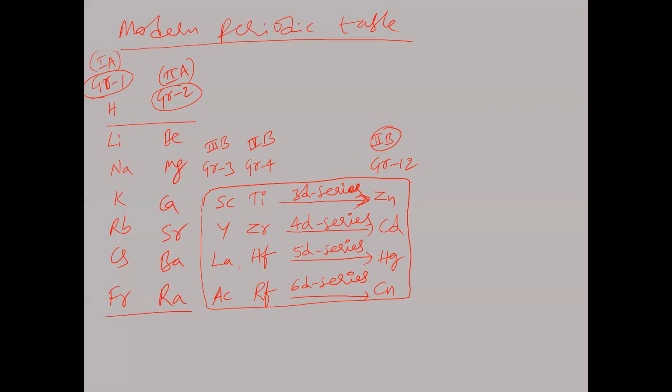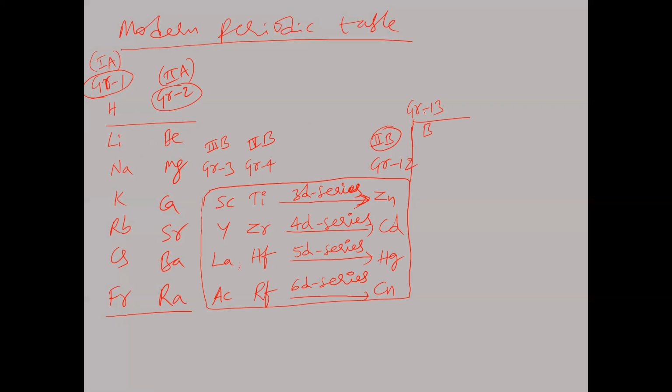After that, the P block elements. The P block elements start from which group? Group 13. After group 12, group 13 will come. Now here lithium, beryllium completed. Next, boron. So boron belongs to group 13. Group 12 is over; it is the last group of D block elements. After that, group 13 will be P block elements.